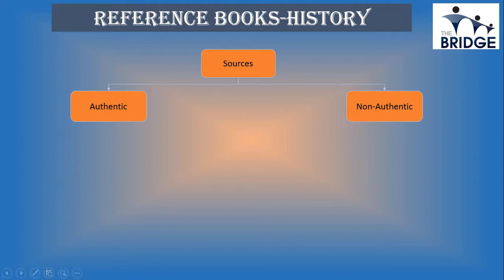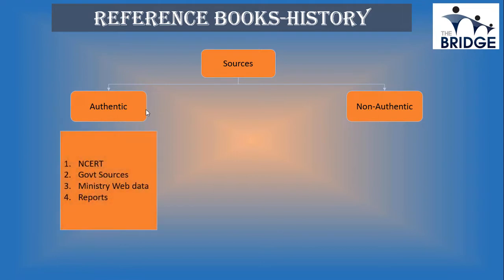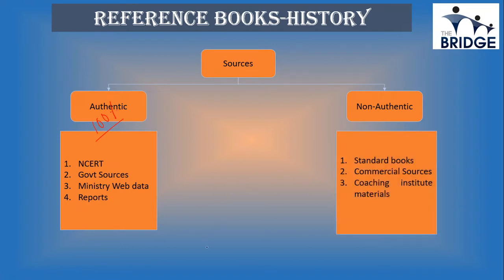So, these references, the sources, as we have already discussed, are authentic and non-authentic. Authentic in the sense that they constitute the NCERT books and all the credible sources which are 100% correct, right? And on the other side, non-authentic books, here we are going to discuss some of the standard books and standard materials available in the market, particularly for the history subject. Alright, let's get into the actual video.